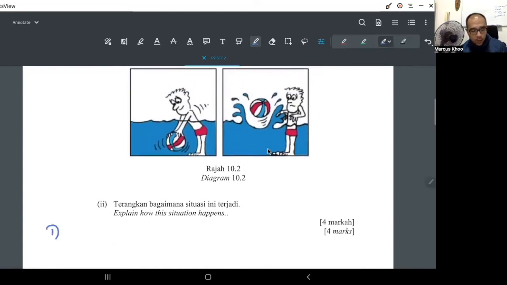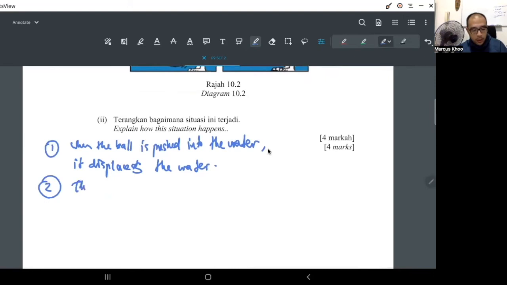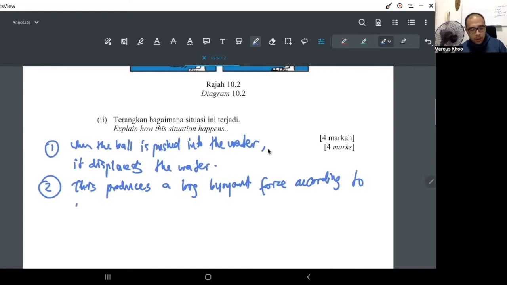First of all, when the ball is pushed into the water, it displaces the water. Okay, so when you push the ball in the water, it will displace the water. So this produces a big buoyant force, according to Archimedes' principle. It pushes the water away, causing buoyant force. The buoyant force pushes the ball up.